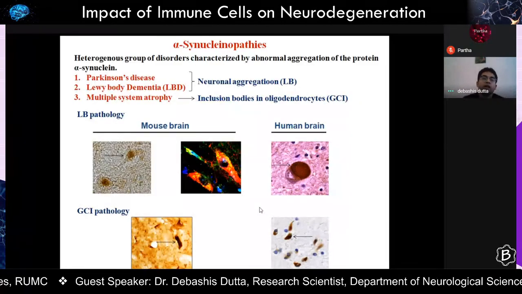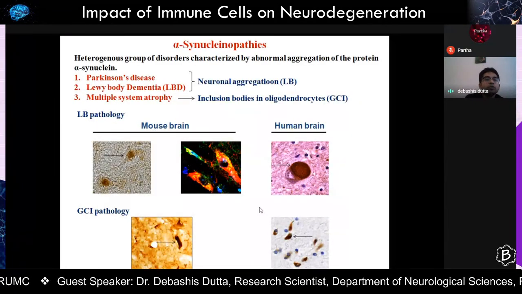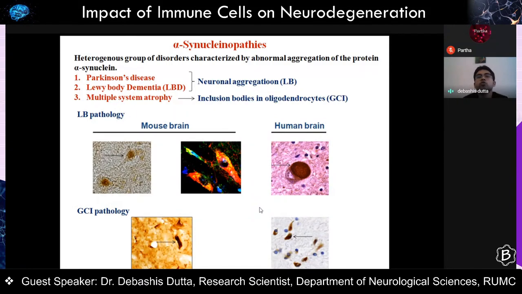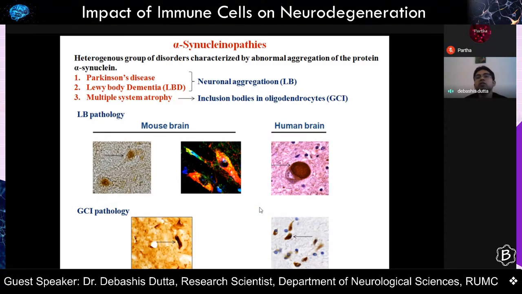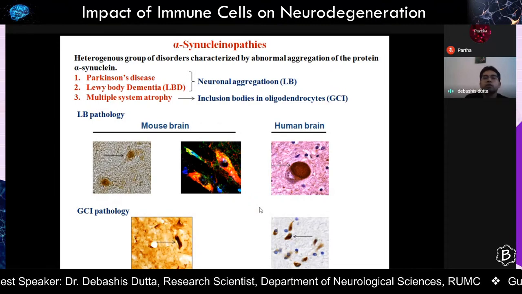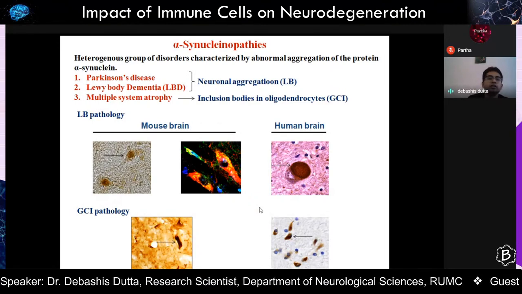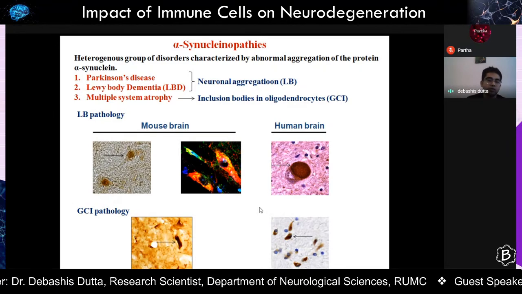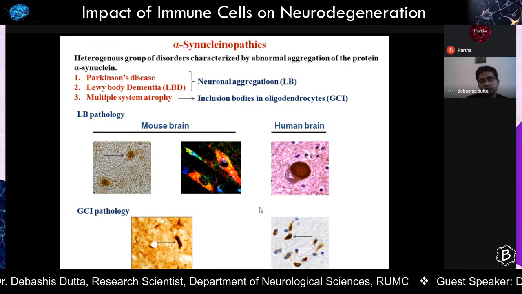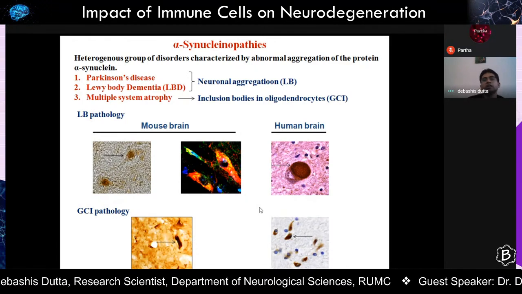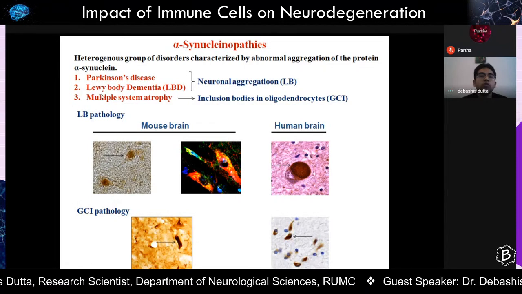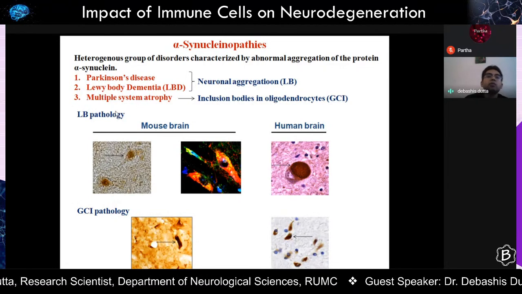Now, we are coming a little bit to the alpha-synucleinopathy. This is a heterogeneous group of disorders. Parkinson's disease is also one kind of alpha-synucleinopathy, because in that disease, inclusion bodies of alpha-synuclein are found in several brain regions. But apart from that, there are two other major alpha-synucleinopathies, which are called Lewy body dementia and multiple system atrophy.